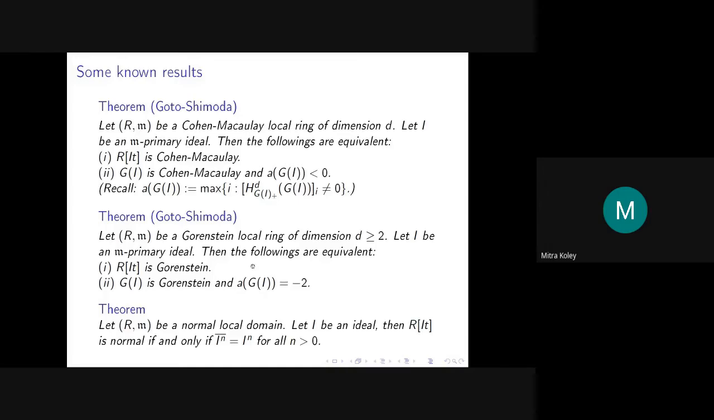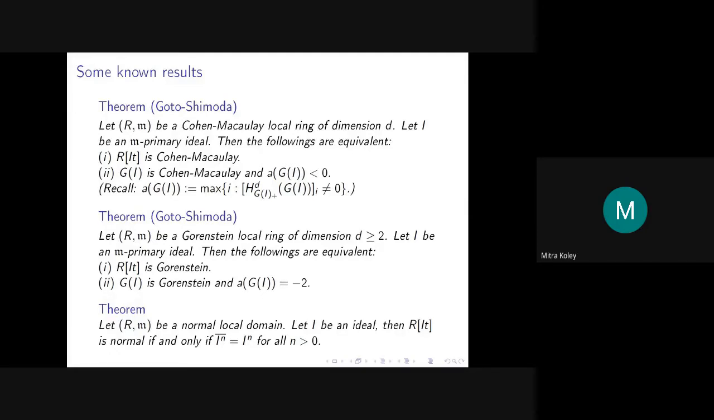Now the third theorem concerns normality of the Rees algebra. Let (R, n) be a normal local domain, and I be an ideal. Then the Rees algebra is normal if and only if the integral closure of I^n is itself, and this holds for all positive n.